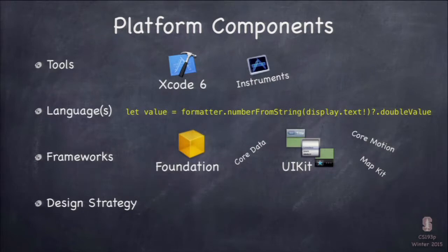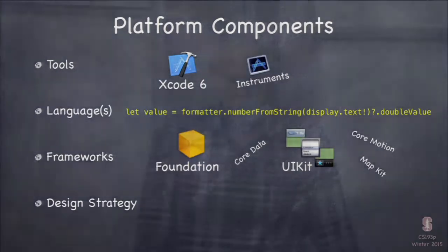Core Motion is for the device moving around, gyro and accelerometer. Core Data is for an object-oriented database, things like that. So I'll get to as many of those as I can, especially the big ones. But there's just way too many to cover in 10 weeks. And finally, I put this as a first class thing with all the rest.